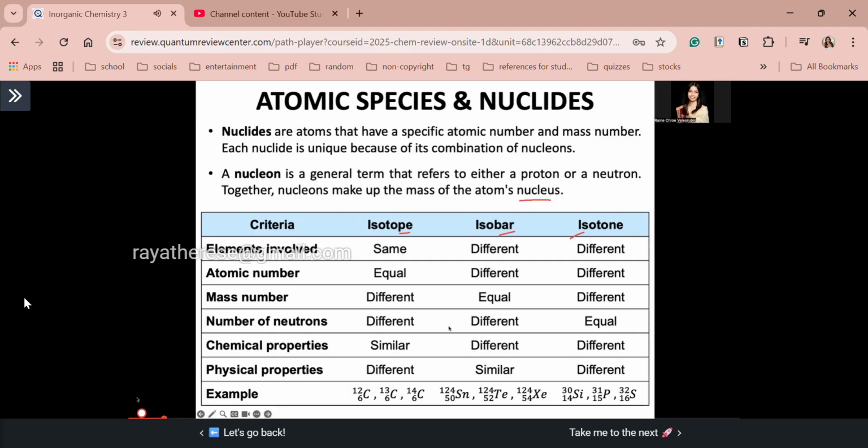So examples of isotopes include carbon-12, carbon-13, and carbon-14. As you can see, guys, they have the same Z or atomic number. So when I say that these three elements are isotopes, they have the same atomic numbers. Next, tin 124, tellurium 124, and xenon 124 are all isobars. Meaning that they have the same mass number equal to 124. And lastly, we have silicon 30, phosphorus 31, and sulfur 32. When I say that these three elements are isotones, they have an equal number of neutrons.